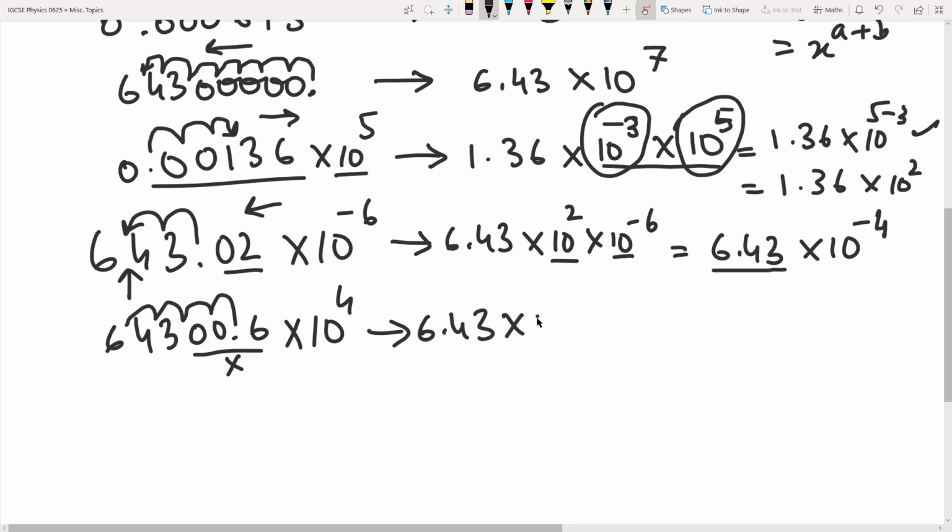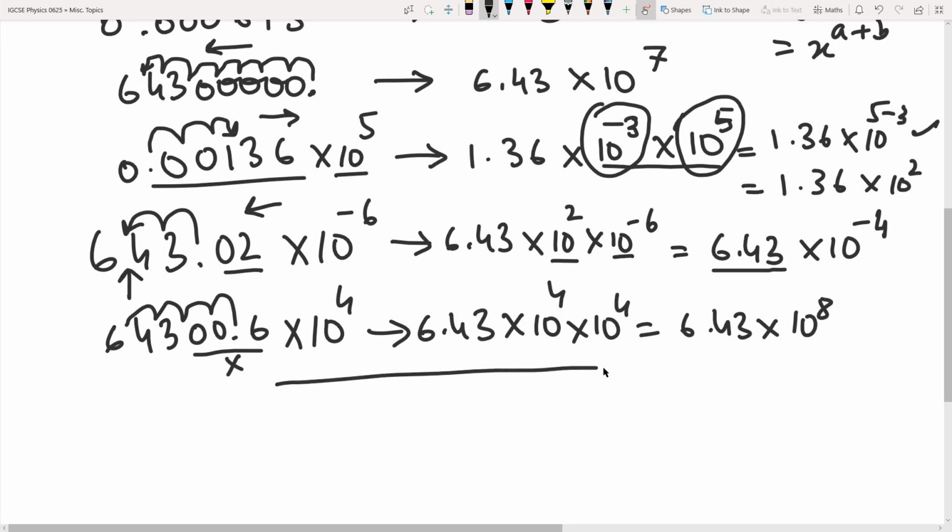I'm just going to write, we moved 1, 2, 3, 4 positive places into 10 to the power 4 again, so that is going to be 6.43 into 10 to the power 8, right? So this is how you write scientific numbers, or also known as scientific notation, right?